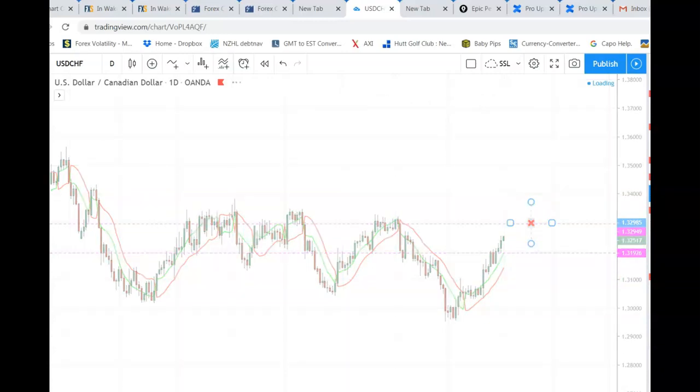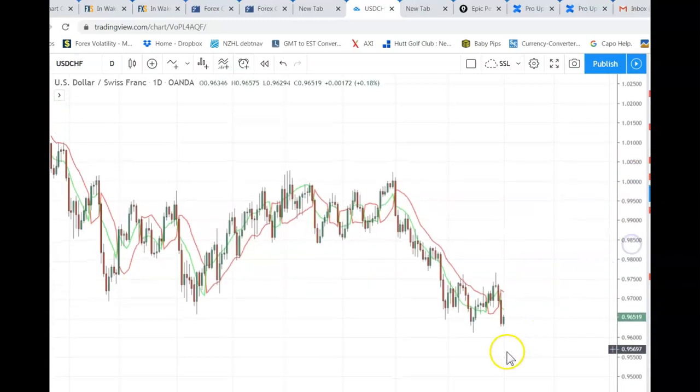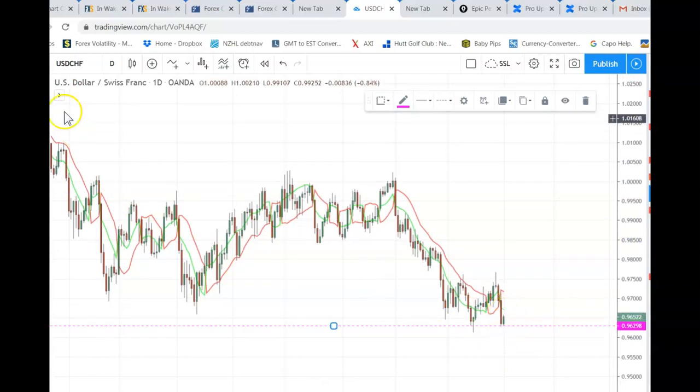US Swissy, there isn't any trade right here for me. If this area holds, I'll be looking for an engulfing candle and a move up, but it's got to hold.